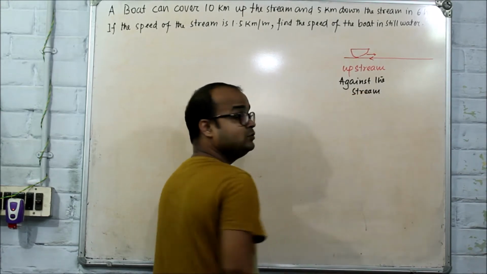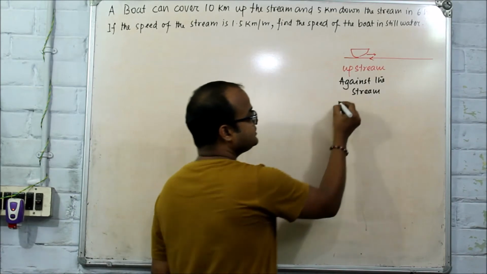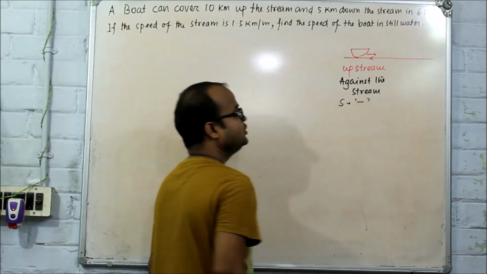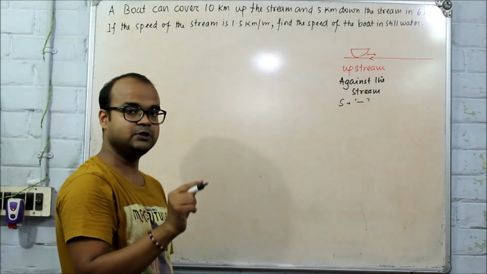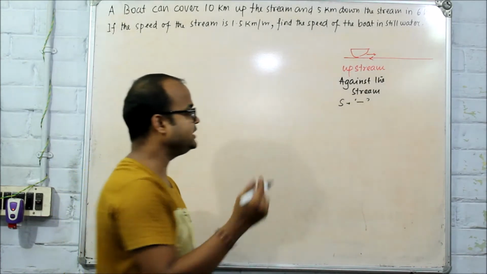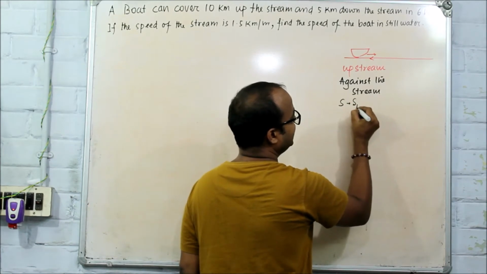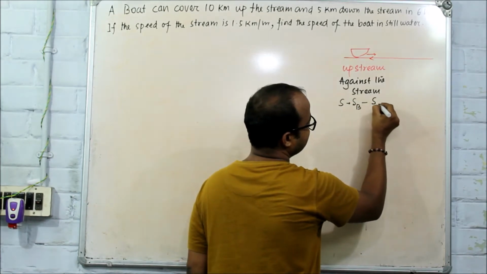And we need to find out the effective speed, so we need to subtract. That means here we can subtract the speed of the boat minus the speed of the stream. So here we can write speed will be equal to speed of boat minus speed of stream.